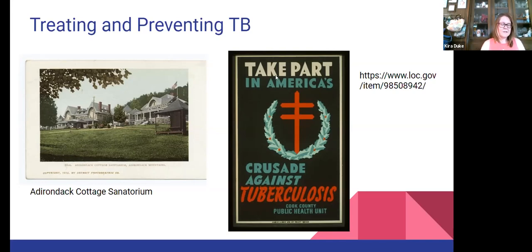Other public health campaigns during the time promoted good hygiene, exercise, proper sleep, and a proper diet. And by 1921, we actually start to have some vaccines developed. There is the BCG vaccine, which is shown to be somewhat effective. And then there's a number of antibiotics that are developed that are able to actually treat tuberculosis. And so we find by the mid to late 1900s, the rate for tuberculosis has drastically decreased from what it was in the decades previous. And of course, today the disease is still around. And one of the concerns today, of course, are drug-resistant strains of TB.